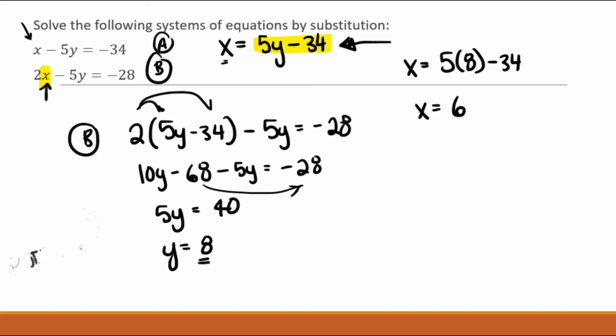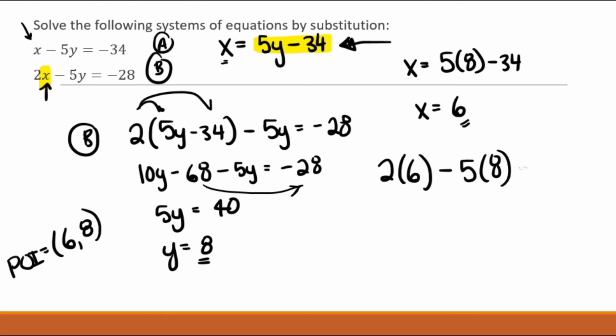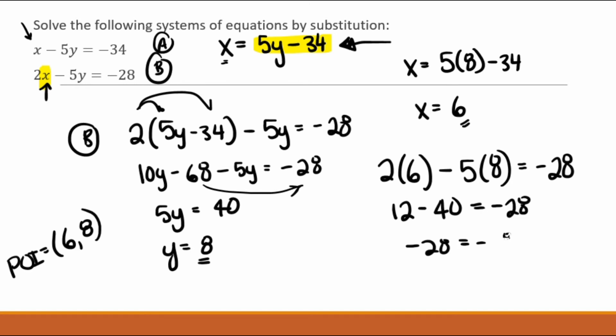That is a solution. I better check my answer though. I just used equation A to find x, so I'm going to use equation B to check my answer. Is 2 times 6, the x value I found, minus 5 times 8 equal to -28? If it is, I've done everything right. If it's not, you made a mistake. Go back and start over. 12 minus 40 equal to -28. Left side equals right side. You solved it correctly.